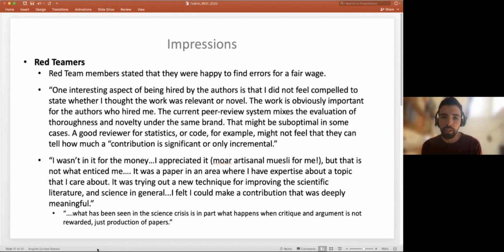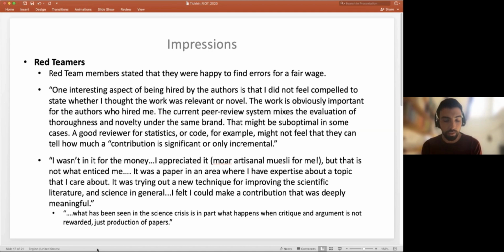One of the red teamers said that it was interesting that they didn't feel compelled to state whether they thought the work was relevant or novel. They said, obviously, the authors thought it was important enough, so that's great. But the problem with the current peer review system is that it mixes the evaluation of thoroughness and novelty under the same brand. And this might not be optimal, because a good stats reviewer might not know whether the contribution is significant or incremental. And I totally agree with that comment.